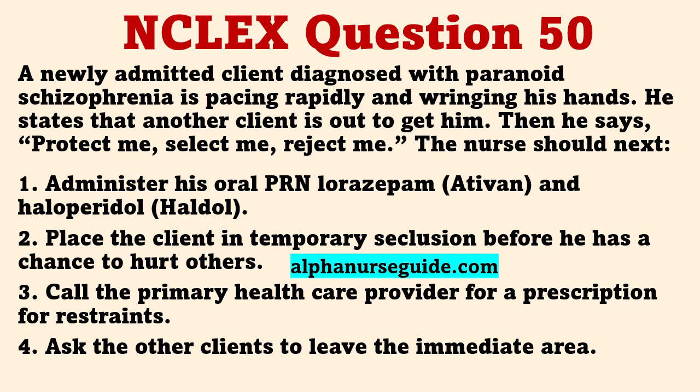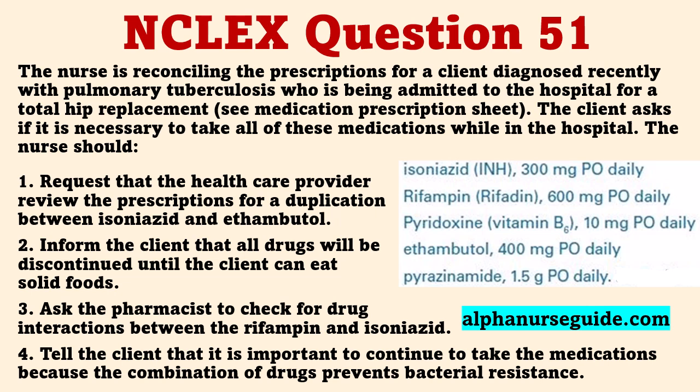The correct answer is 1. The client's anxiety, as reflected in rapid pacing and clang associations, is rising as a result of his paranoid delusions. Administering the lorazepam and haloperidol will help the anxiety and delusions. The client is not threatening others at this point, so seclusion, restraints, and asking clients to leave the area is not necessary.